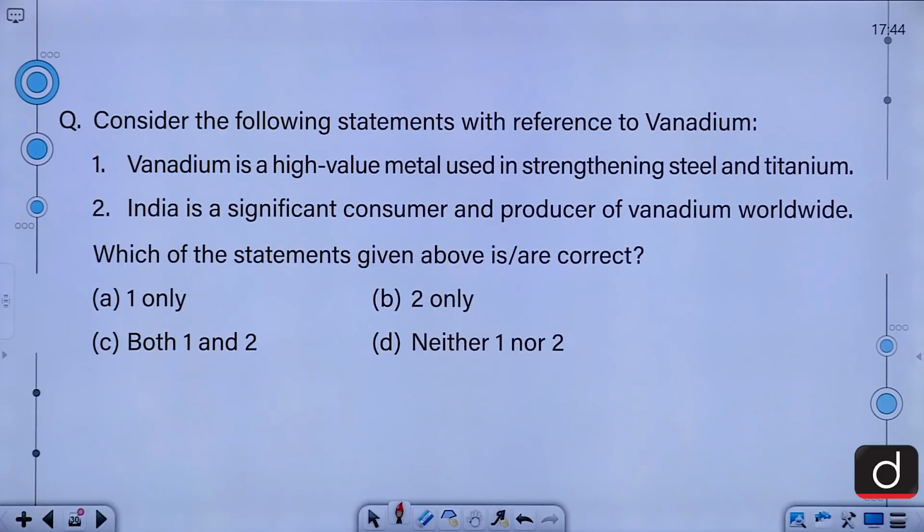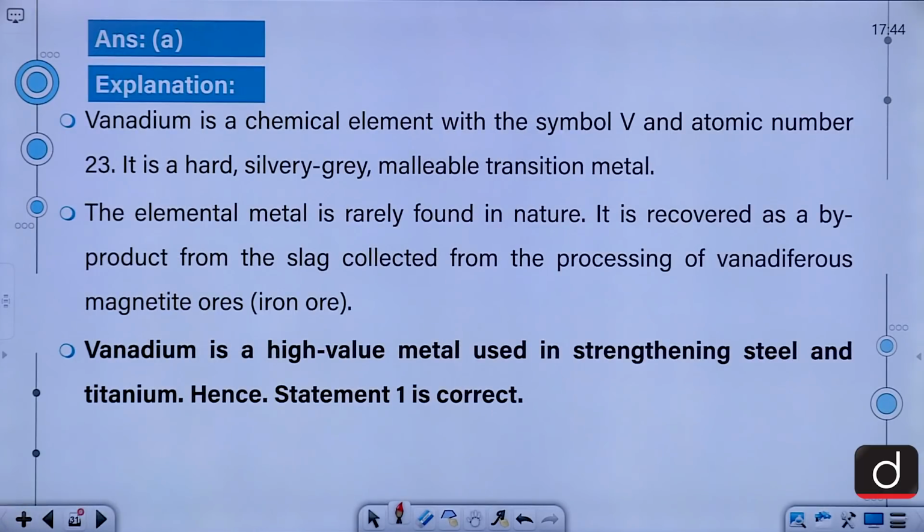Let's look at our next question. Consider the following statements with reference to vanadium. 1. Vanadium is a high-value metal used in strengthening steel and titanium. 2. India is a significant consumer and producer of vanadium worldwide. Which of the statements given above is or are correct? A. 1 only. B. 2 only. C. Both 1 and 2. D. Neither 1 nor 2. The correct answer for this question is A, 1 only. Moving on to the explanation.